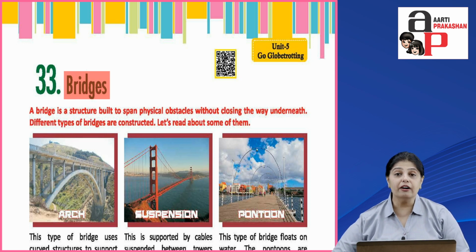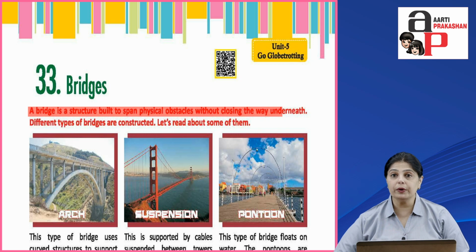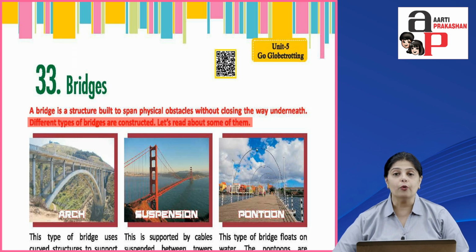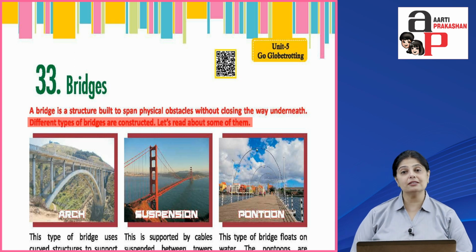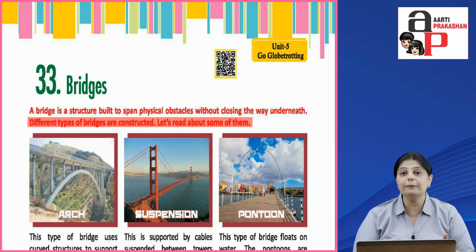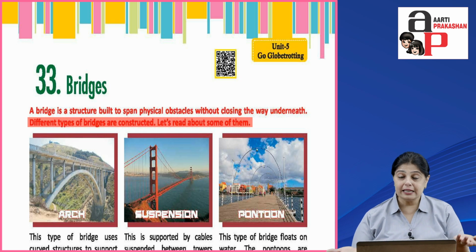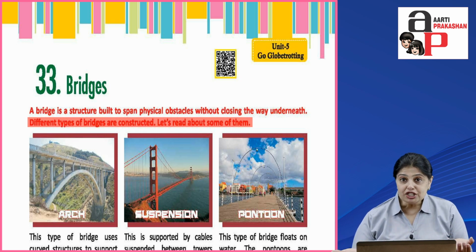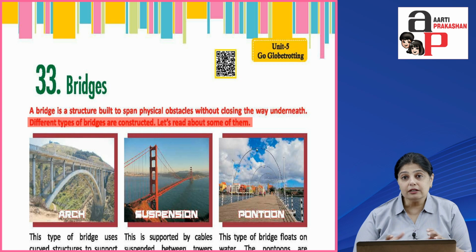Okay, so now what is a bridge? A bridge is a structure built to span physical obstacles without closing the way underneath. Different types of bridges are constructed. Let's read about some of them. So, what has happened because of bridges? Okay, the distance has shortened because they have actually bridged the gap. At the same time, when they were constructed, it has been ensured that the portion below them is not affected and can be utilized also.